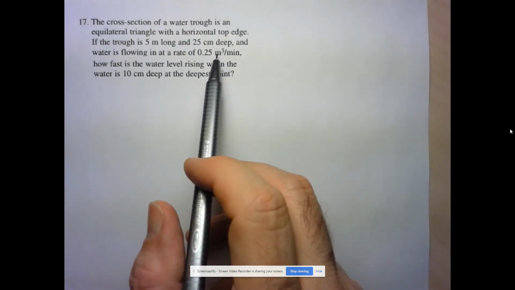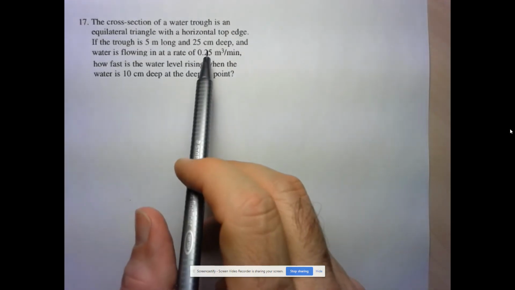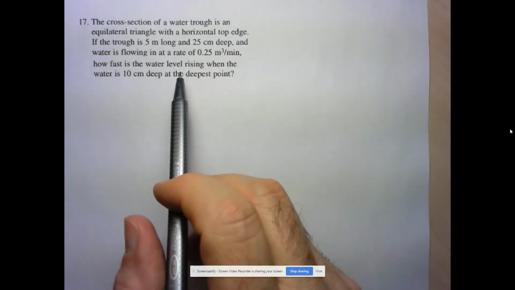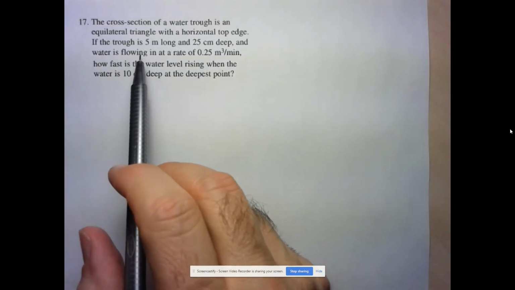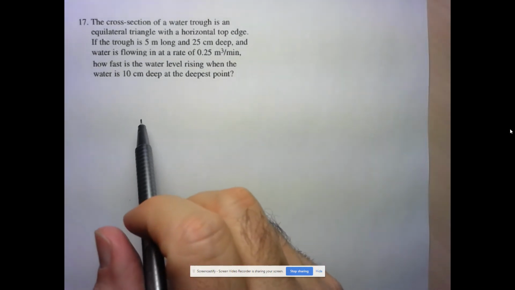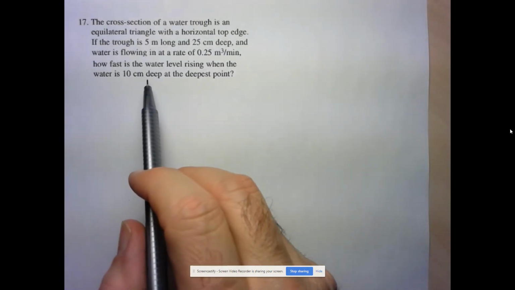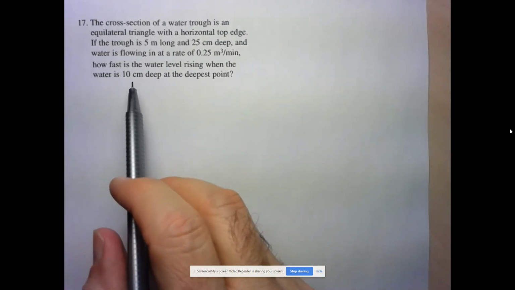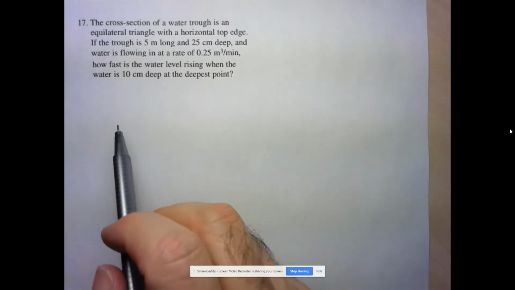Essentially, what they're telling us is that the volume of water inside the trough is increasing at a rate of 0.25 meters cubed per minute. So they're giving us the derivative of volume with respect to time, and we know it's positive because the water is flowing in. They want to know how fast the water level is rising when the water is 10 centimeters deep. So we're looking for the rate of change of the height of water inside the trough.